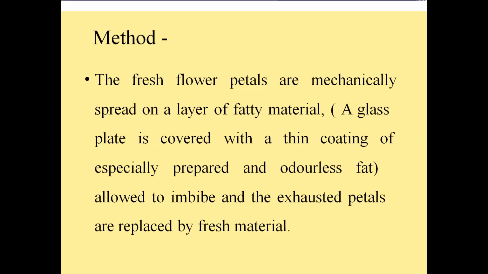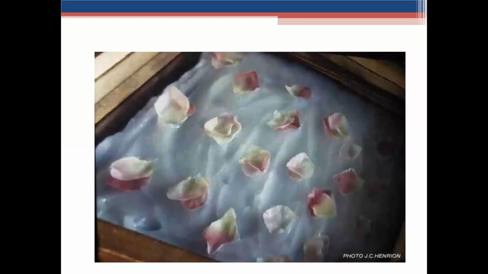After some time, when the volatile oil has been completely extracted from the exhausted petals, you can replace them with fresh material like this. This is below a layer of fatty material and above the rose petals. As all essential oil, you can see, they are faded now. Why are they faded? Because all the essential oil is embedded in this fatty layer.